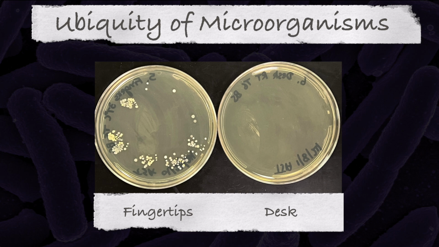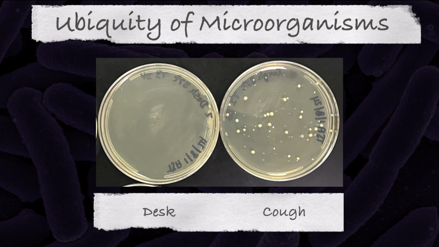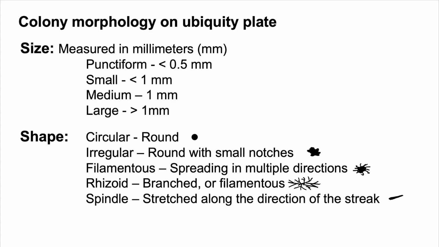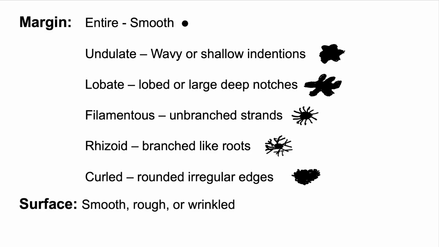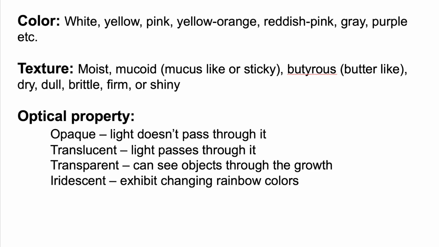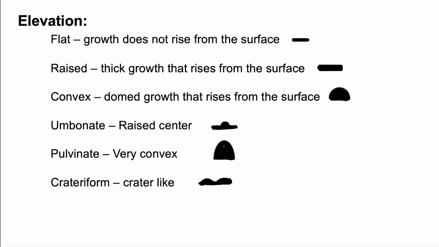When examining for microbial growth, you may be looking for several characteristics. For example, the morphology of the colony on the plate, such as its size or its shape, the margins of the colonies and the surface of the colonies, the color, the texture, and the optical properties of the colonies, and the elevation of the colonies.